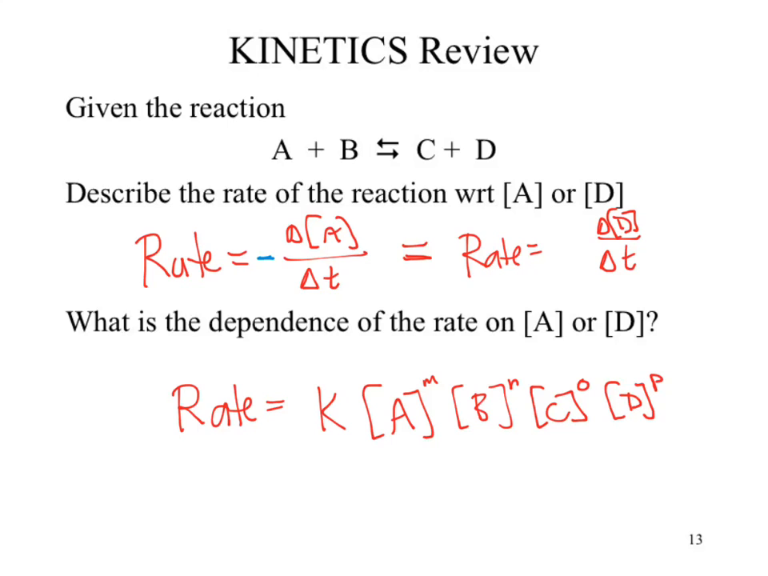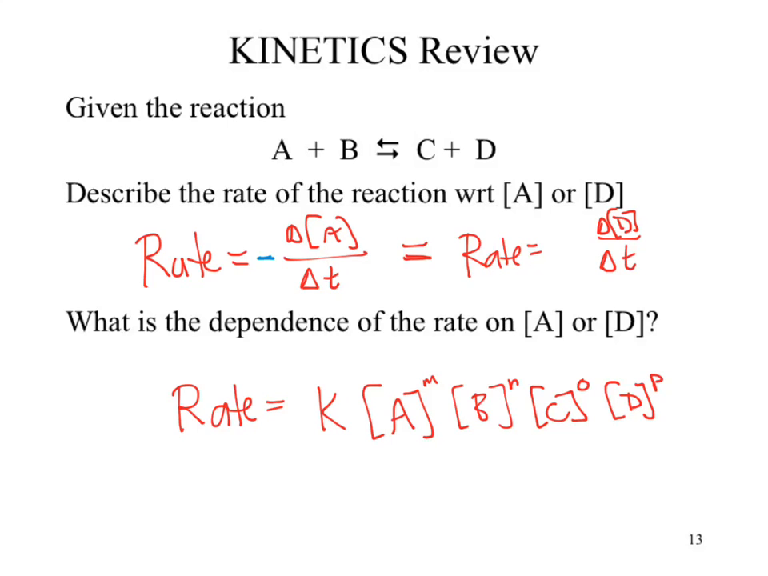Okay. Why did I use M, N, O, and P? What are those? True, they are letters. Those are the orders with respect to those reagents to the reaction. Okay. M and N are typically some whole number integer. What are O and P typically? Technically a whole number integer, but it's a very specific one. 0. It's usually 0 because our products typically don't have an effect on the overall reaction.